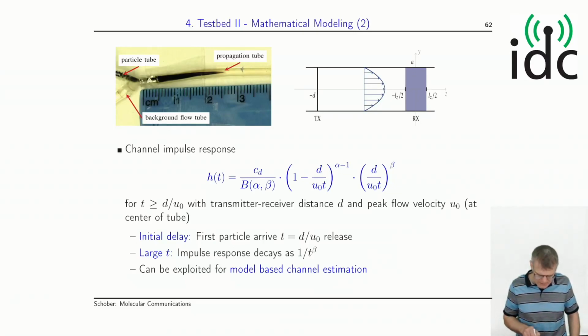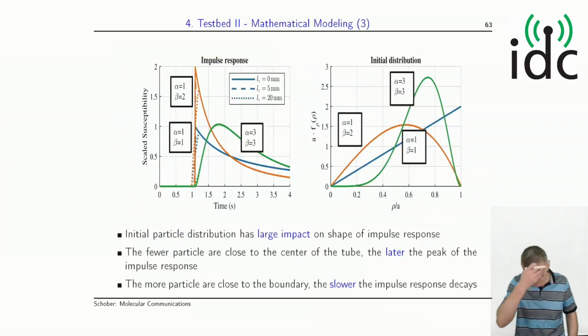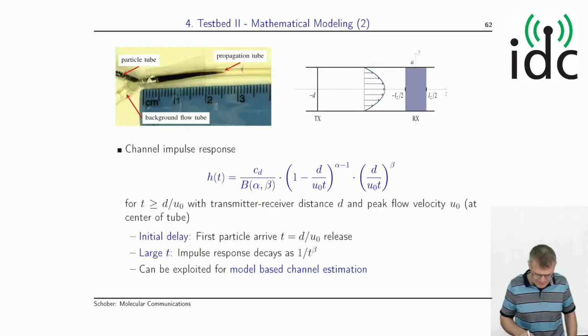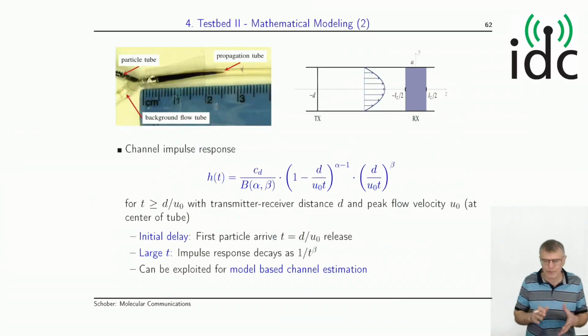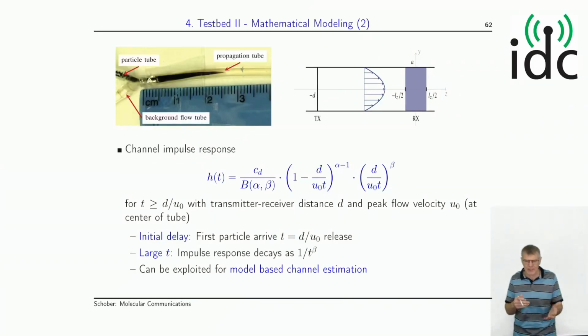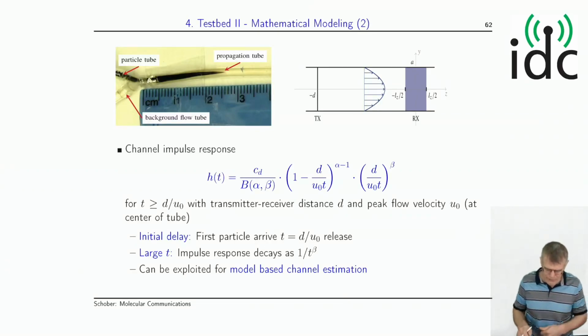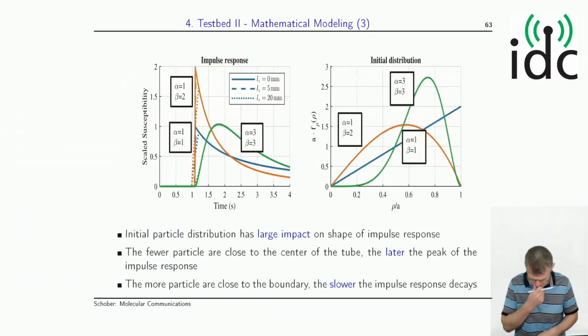For large t, the decay that you get for your impulse response is 1 over t over beta, so you have a polynomial decay. And of course, such a parametric model is useful because it helps you for channel estimation. Here you only have to adjust a limited number of parameters and fit them to your measurement data. This is then a channel estimate that you can use, for example, for detection.